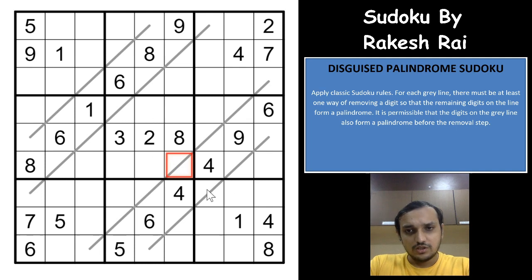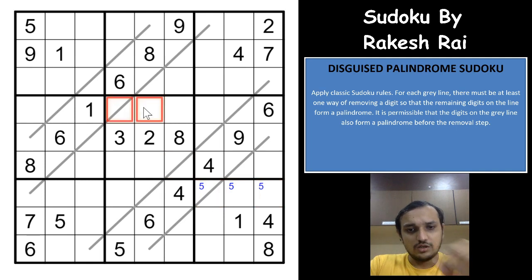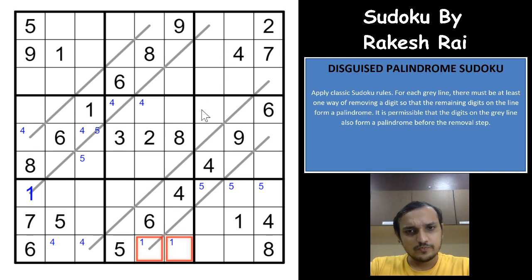So let's see, we'll have 5 in one of these 3 cells. Before going to solving the palindrome one, we'll just solve a few using the basic techniques here. We'll have 5 in one of these 2 cells, 4 in one of these 2 cells, right? And let's start with 1 actually. So you'll have 1 in one of these 2 cells, and no more ones. Let's go with the 2's now. Okay, and you'll have 2's in one of these 3 cells, right?